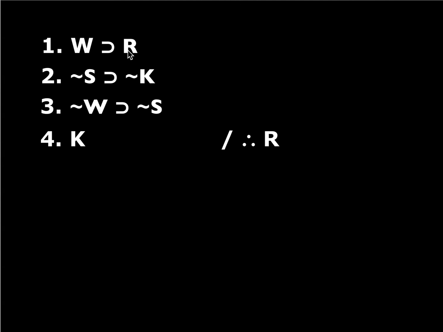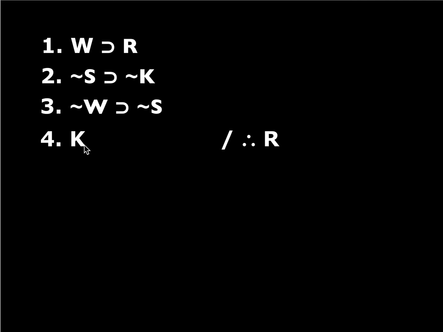To use modus ponens, we would need a conditional and we'd need the antecedent of that conditional. Here's a conditional. Do we have W by itself anywhere? No. Okay, we can't use it there. Here's a conditional. Do we have not S by itself anywhere? No. Here's a conditional. Do we have not W by itself? No. Okay, so we can't use modus ponens.